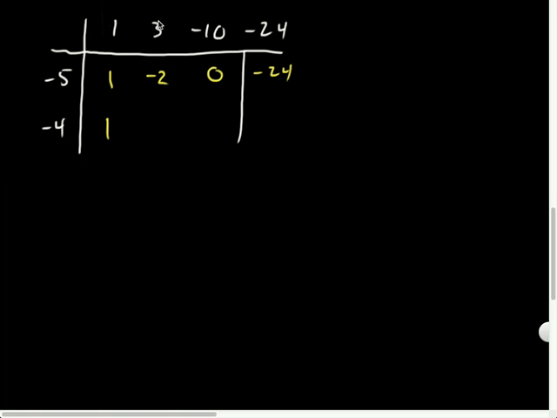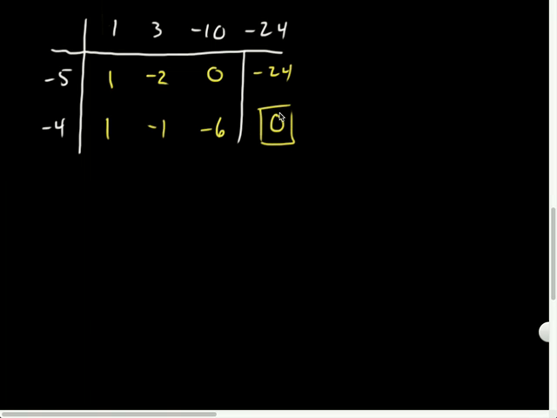-4 times 1 is -4, plus 3 is -1. -4 times -1 is +4. With a -10, +4, the difference is 6, but the more influential one was 10, so it's negative 6. And then to multiply -4 and -6 is positive 24, which when I add to that is 0. Ding, ding, ding. So I found one.